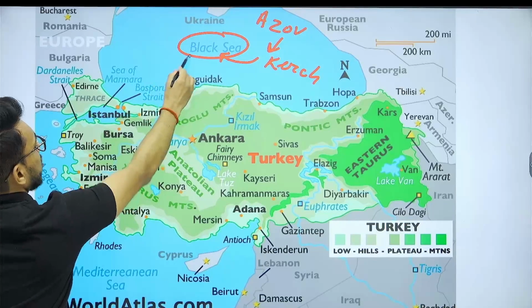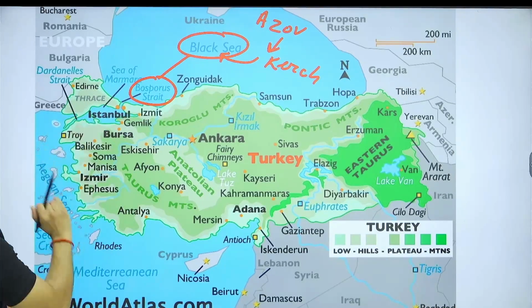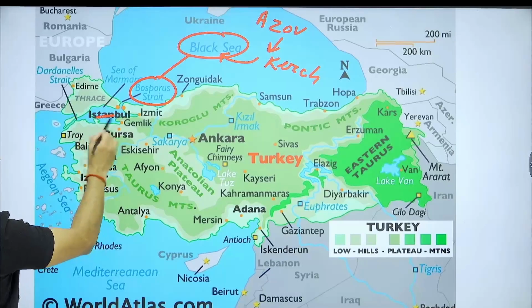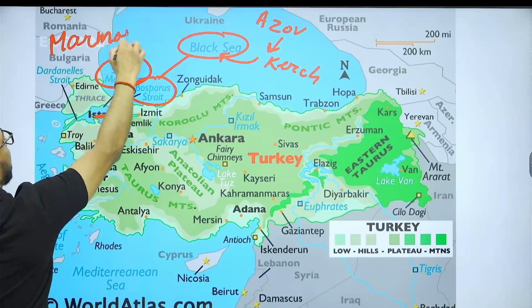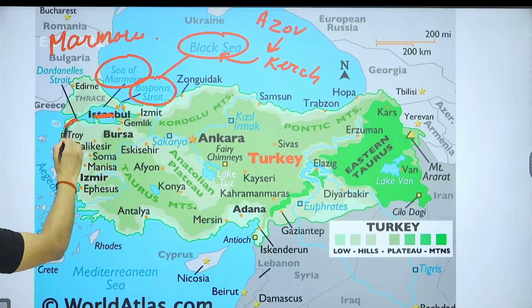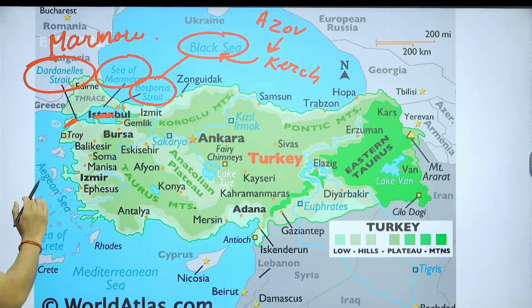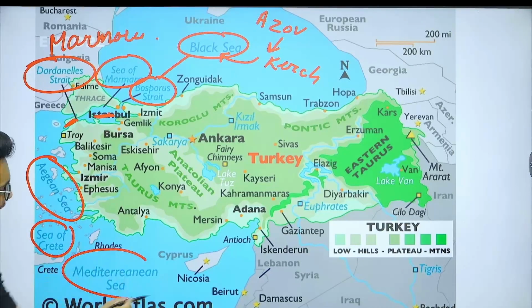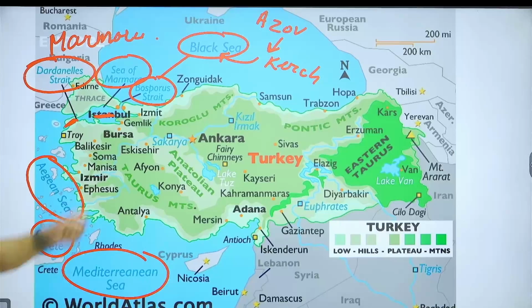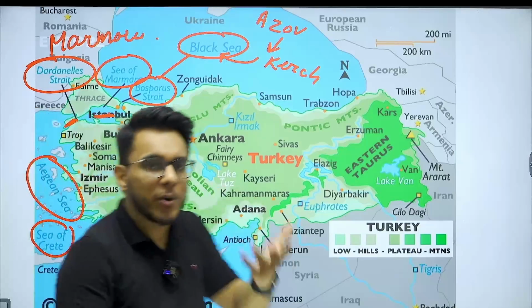Now you will go through number one, Bosphorus Strait. When you cross the Bosphorus Strait, you will come here. This is the Sea of Marmara. Then you will pass this narrow water body, that is the Dardanelles Strait. From the Dardanelles Strait, you will reach the Aegean Sea. Then you will reach the Sea of Crete, and from there you will reach the Mediterranean Sea. So this will be your route if you are coming from the Sea of Azov and you want to go to the Mediterranean. Let's do it once again.